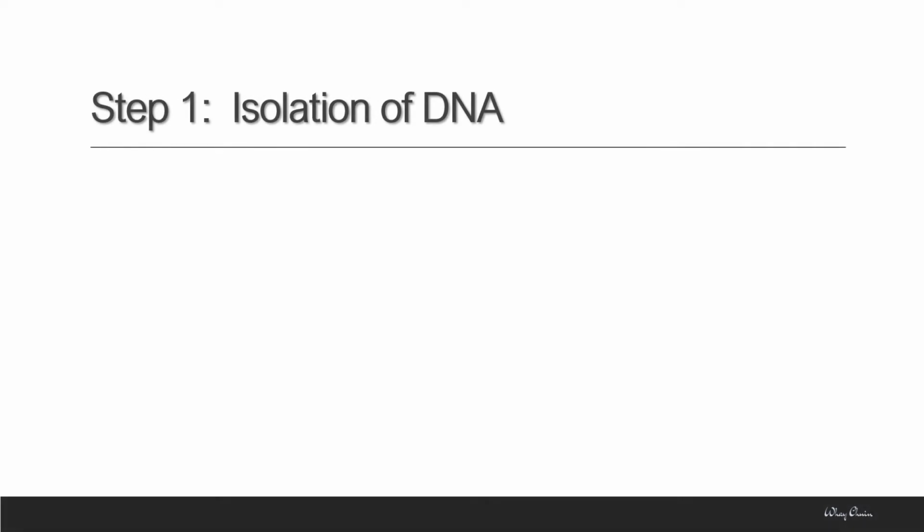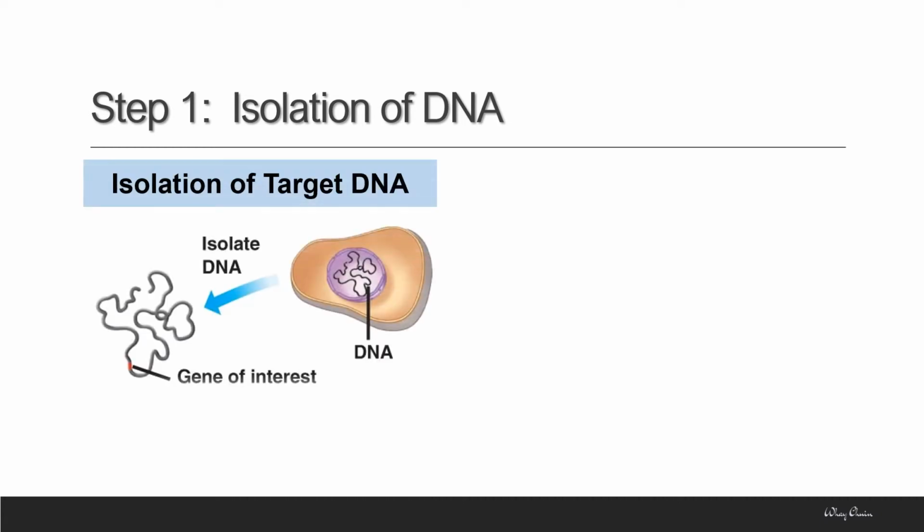The first step is isolation of DNA. The DNA materials will be separated from the origin cell. There are two types of DNA that will be isolated during gene cloning. The first is target DNA. Target DNA contains the gene of interest. That means this segment of DNA contains the genes which are required for a certain purpose.